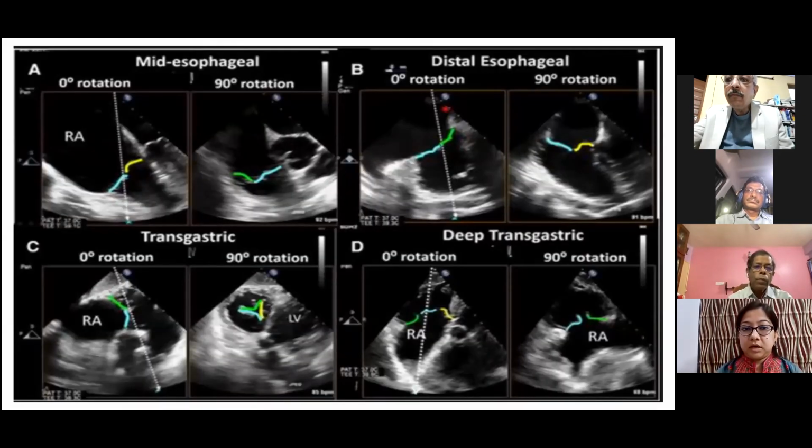So these are the other views. In transgastric, we can again see the tricuspid valve better at 0 degrees, and with gradual rotation at 90 degrees and around 45 degrees, we can see the tricuspid valve leaflets.